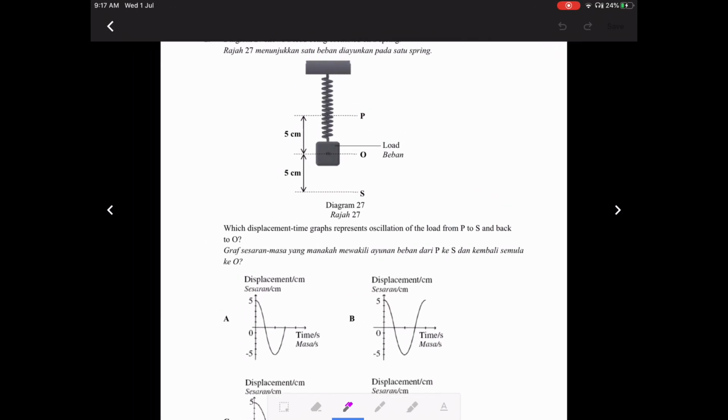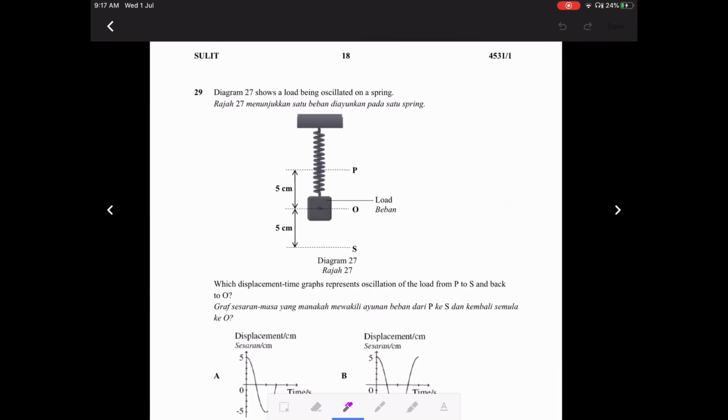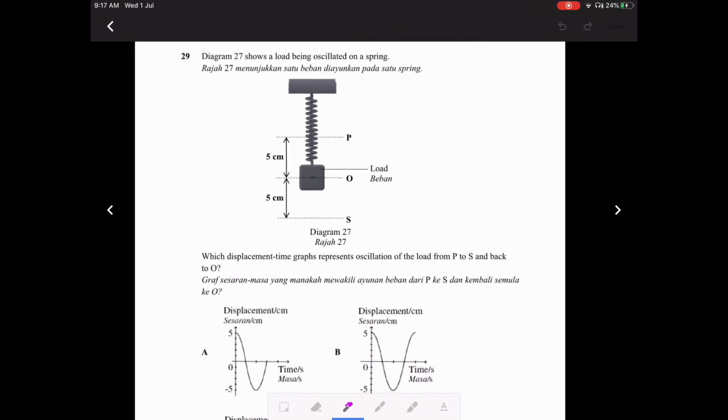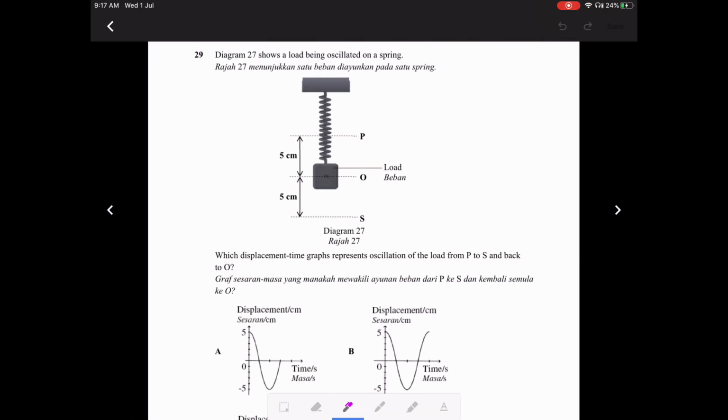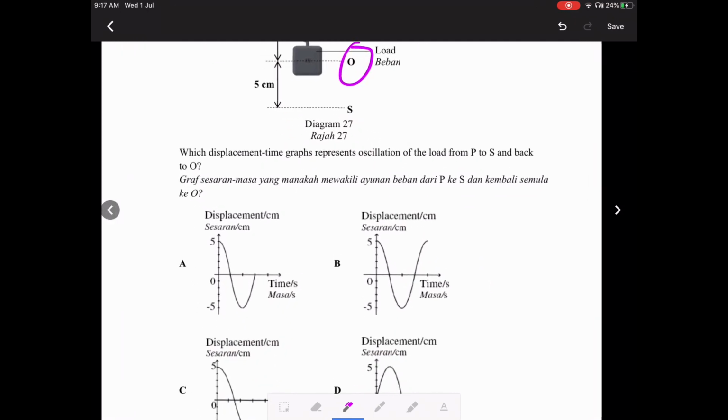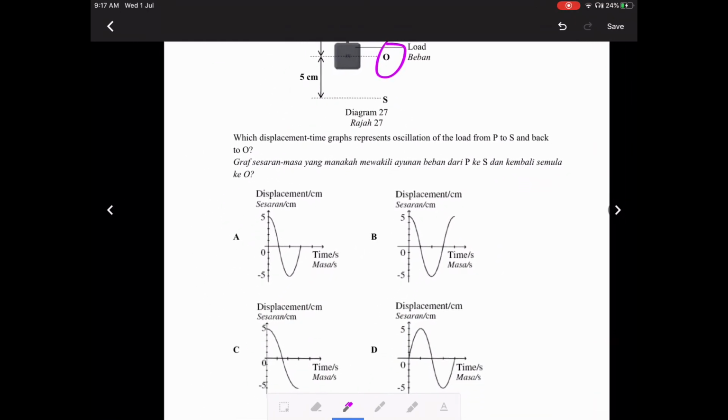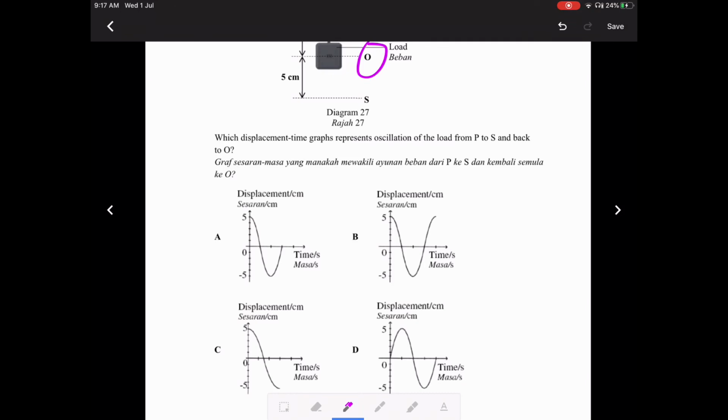Sekejap tengok balik. Load oscillated on a spring which displacement time graph represent oscillation of load from P to S and back to O. Sorry, dia bukan back to P. Dia back to O sahaja. Okay. So, jawapan dia adalah A.